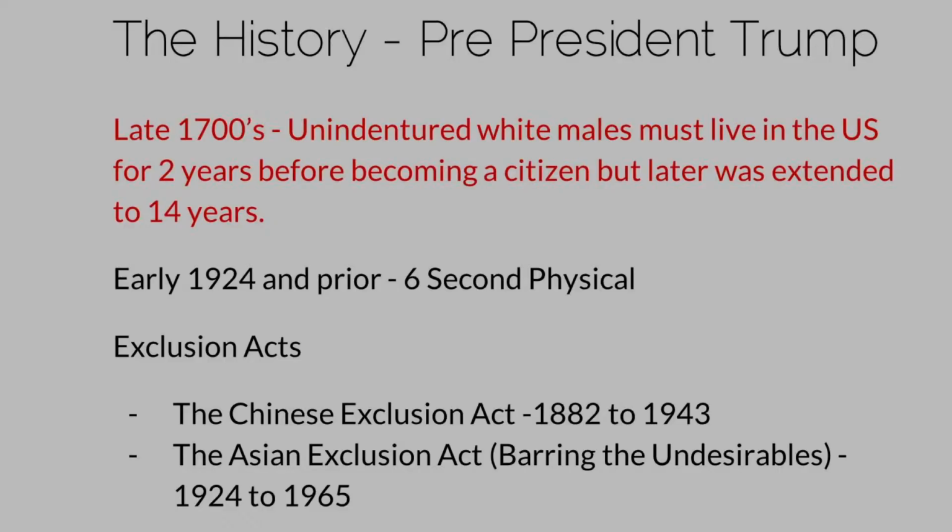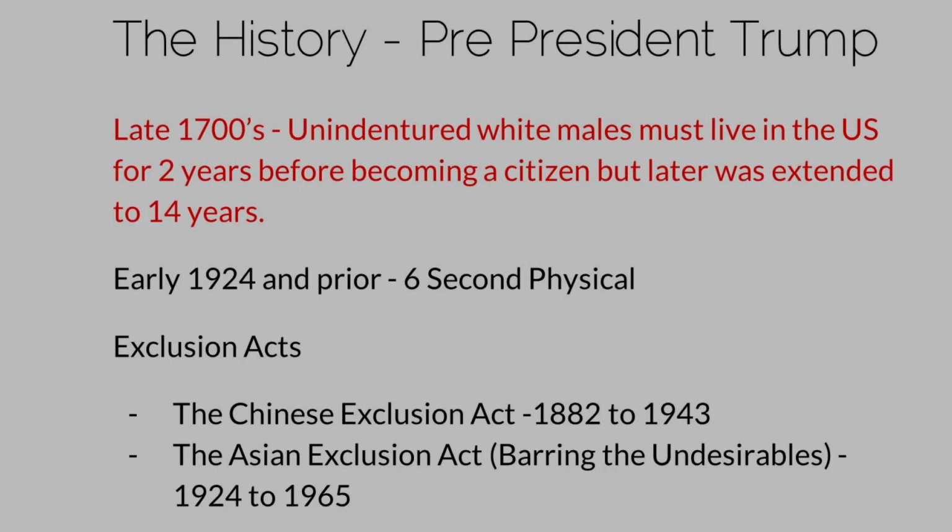That is just one of the many laws that have been changing and evolving throughout the history of the U.S. here, pre-President Trump, and I'm going to highlight a few of them in red here. In the late 1700s, unindentured white males must live in the U.S. for 2 years first before becoming a citizen, but later was extended to 14 years. So not everybody living in the United States at that time had the opportunity to be citizens of the United States.